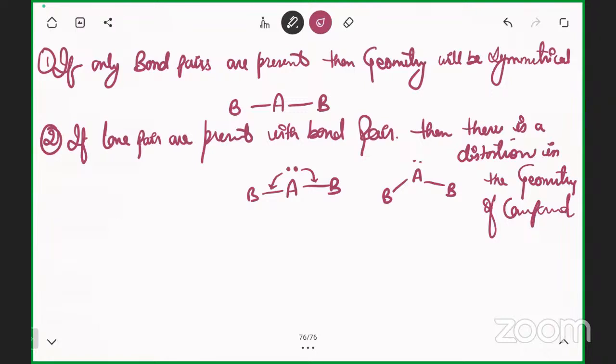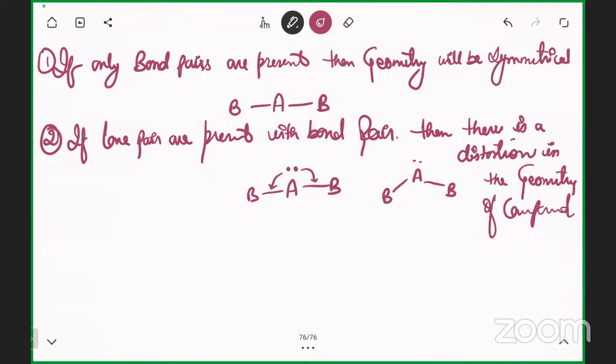Clear? Two points I said. If only bond pairs are present, there will be no repulsion, so the geometry will be symmetrical. While if there is a presence of lone pair in the compound, at that particular time the lone pair will repel the bond pair, and when there is a repulsion, it means there is a distortion in the shape. Clear?